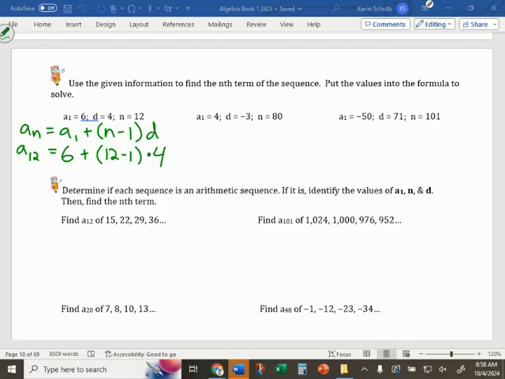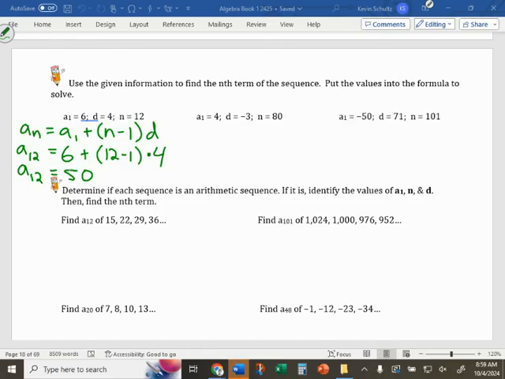Matthew, what'd you get? 50. Kyle, what'd you get? 50. Grayson, what'd you get? 6,000. Whoopsie-doo. Try again, Grayson. 6 plus. Would you look at that? 50 there. Woo! Okay. Anyone not get 50? Okay. So the 12th term of the sequence equals 50.